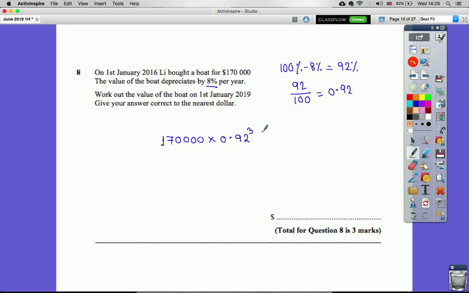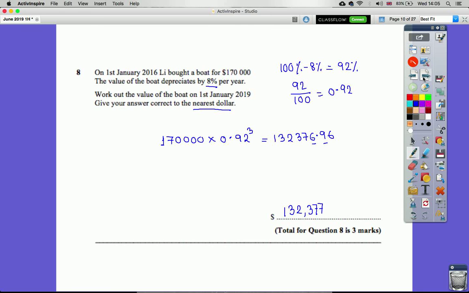So I do 170,000 times 0.92 to the power of 3, which will give you 132,376.96. Correct to the nearest dollar. After the decimal, you've got a 9, so this 6 will turn into a 7. $132,377.